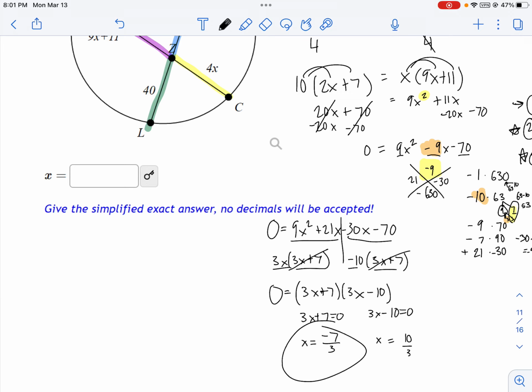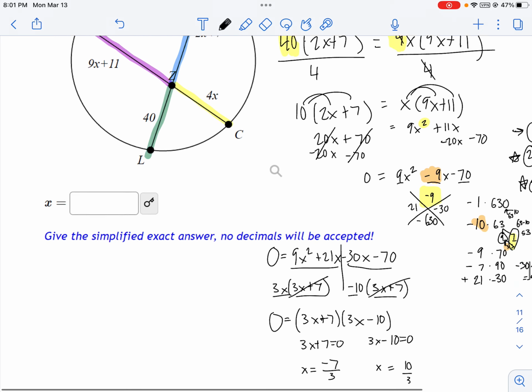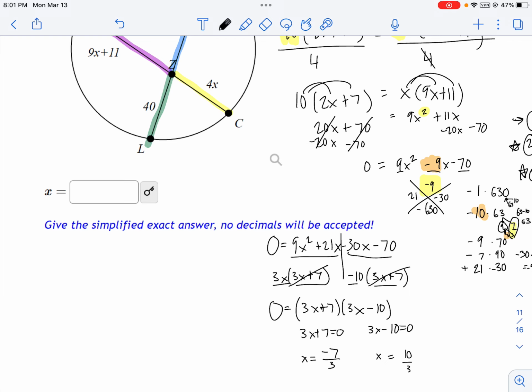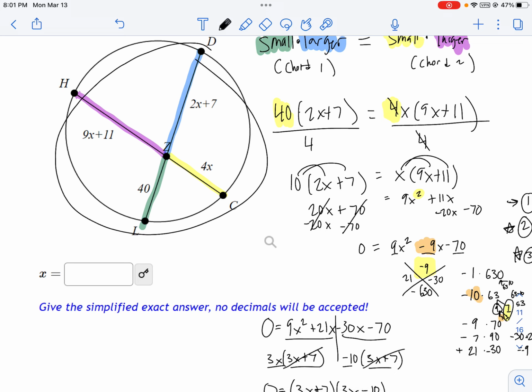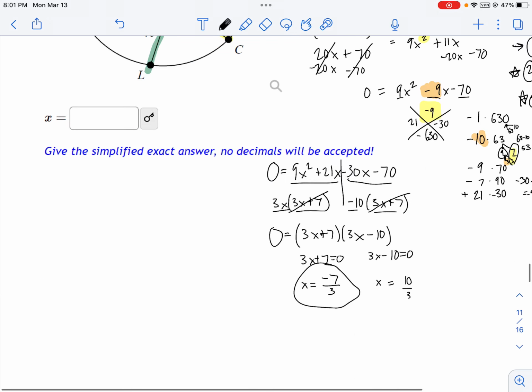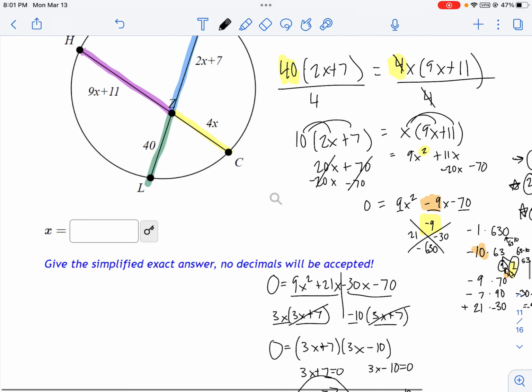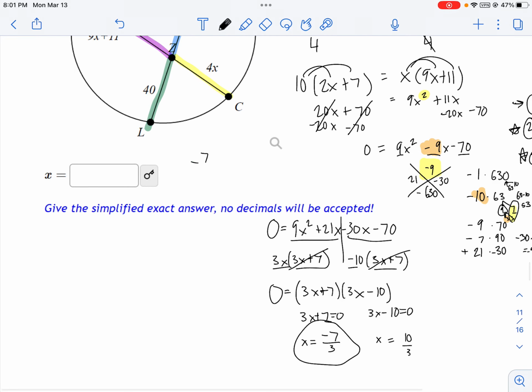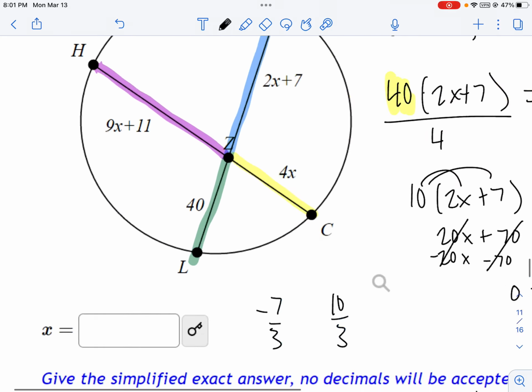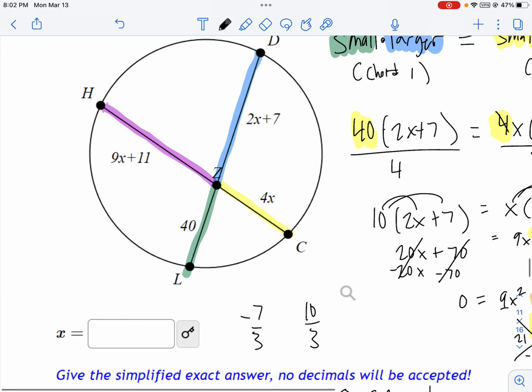Once you have more than one solution to x, you got to make sure that both of these solutions work out. Because think about it this way. All right, once you plug in your x value, you want to make sure that it works within your original diagram. Now, what kind of numbers are going to fail? Well, think about it. If you have lengths inside of a circle, can lengths be negative numbers? No. So when you plug in your two values, so we have negative 7/3 and 10/3, we've got to make sure that it comes back positive, right? And not just one length, but in all of the lengths.